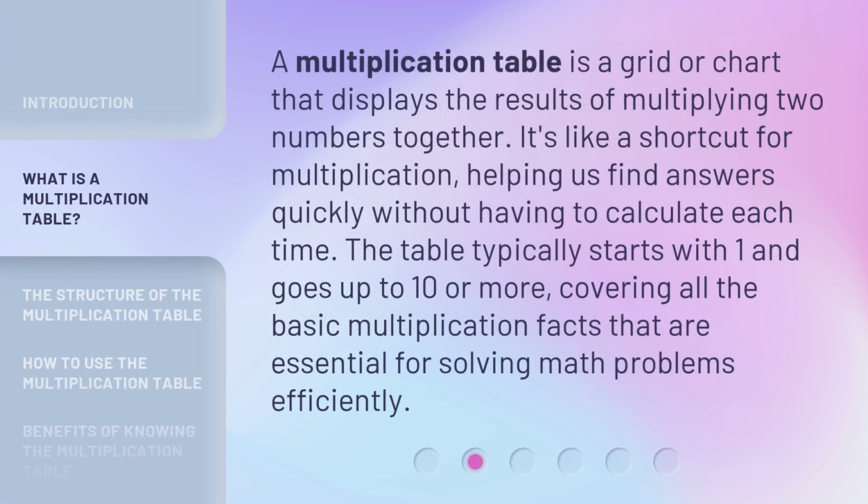A multiplication table is a grid or chart that displays the results of multiplying two numbers together. It's like a shortcut for multiplication, helping us find answers quickly without having to calculate each time. The table typically starts with 1 and goes up to 10 or more, covering all the basic multiplication facts that are essential for solving math problems efficiently.